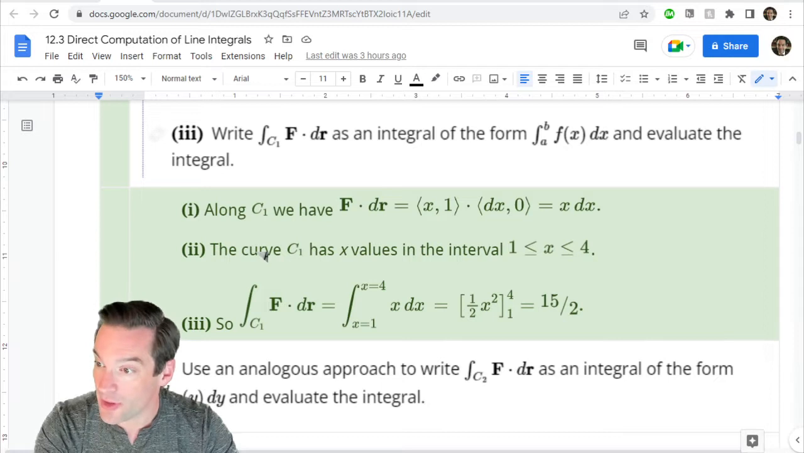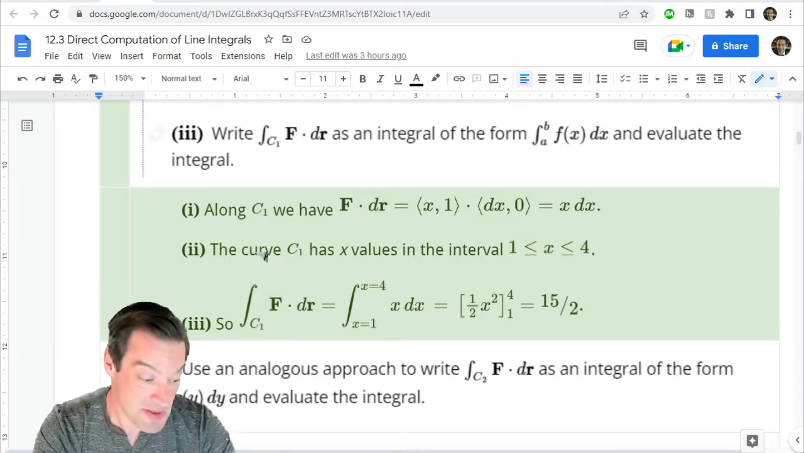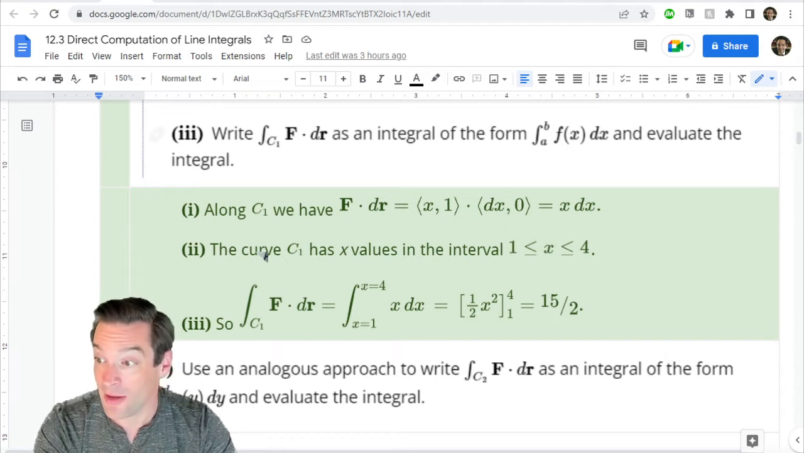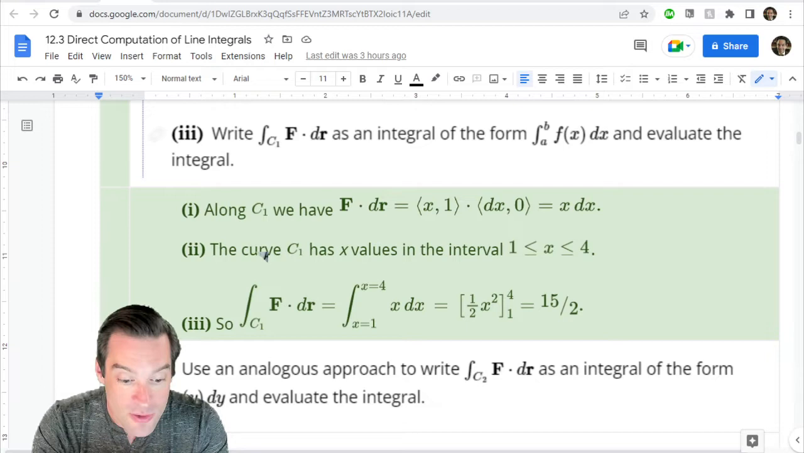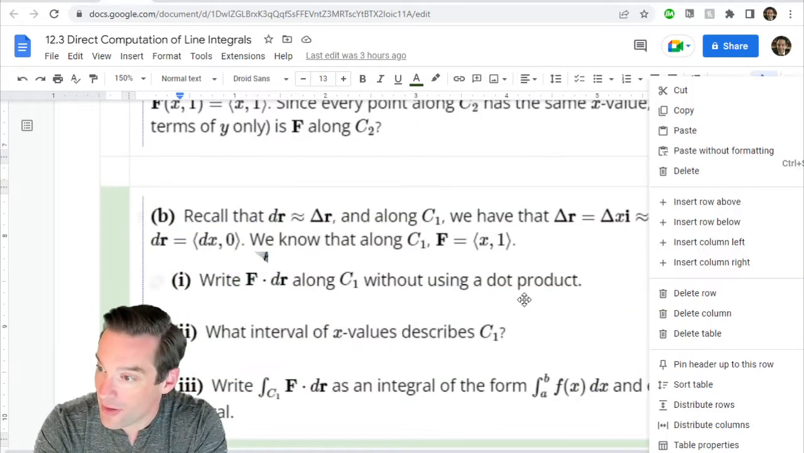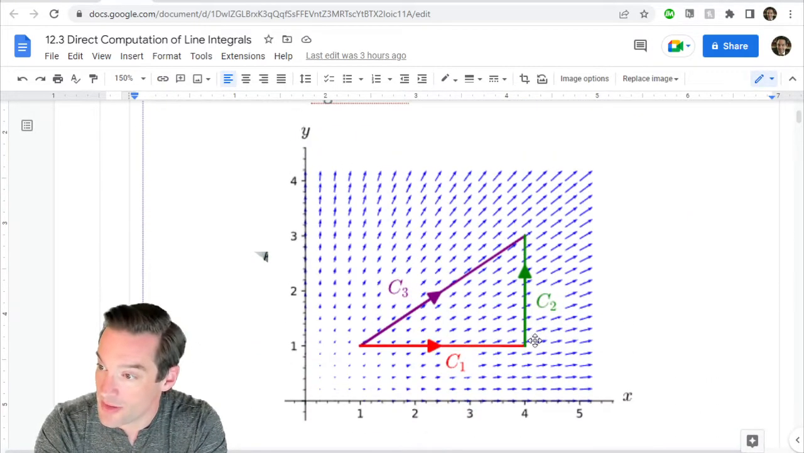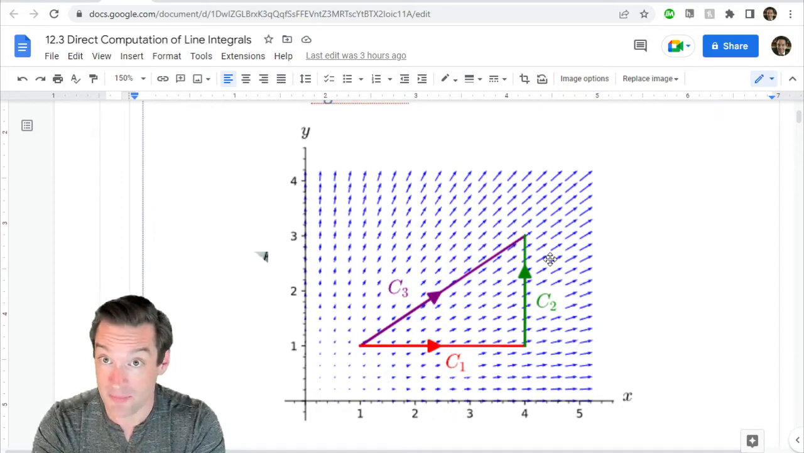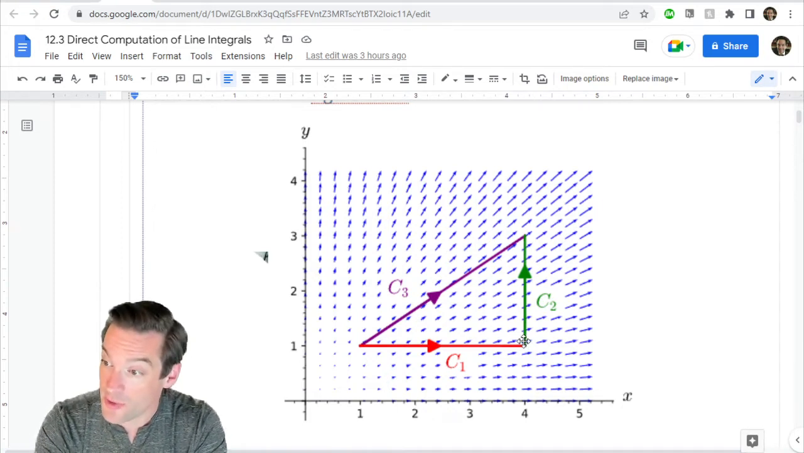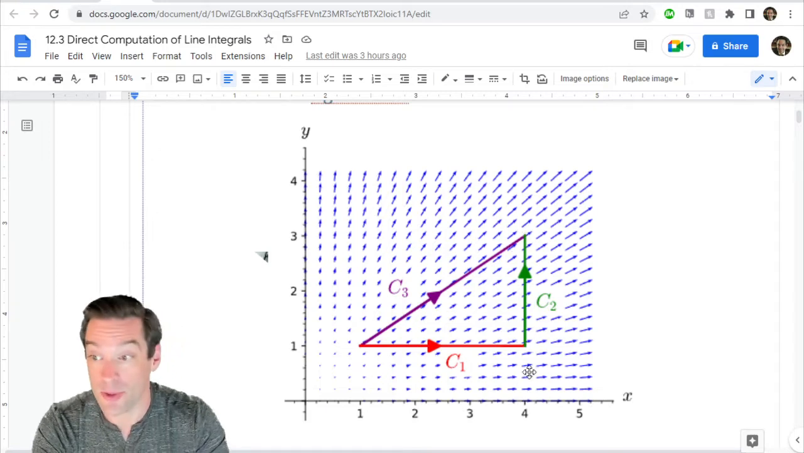And so the integral is just going to be the integral of x from x equals 1 to x equals 4, which is a pretty straightforward integral to evaluate. It gives us a value of 15 halves. So if we do a similar thing for the path on the right, the C2 side, that path resides in a vertical line, and that vertical line has the equation x equals 4. Right? All the x coordinates of points along C2 are equal to 4.